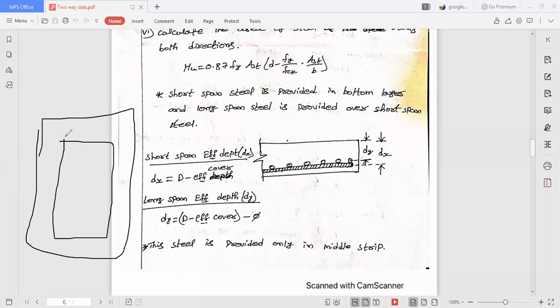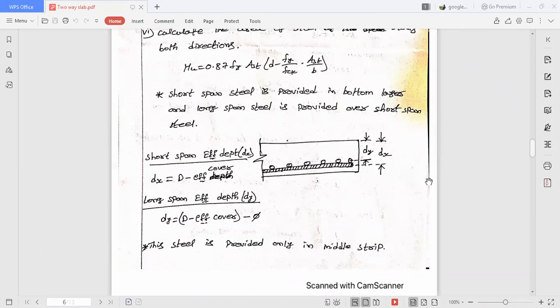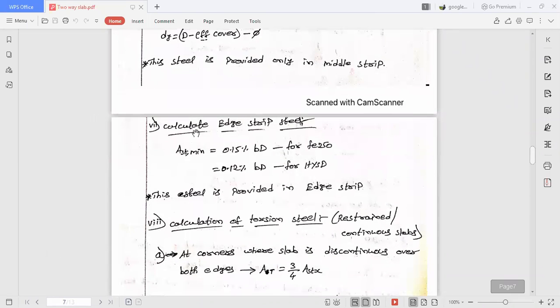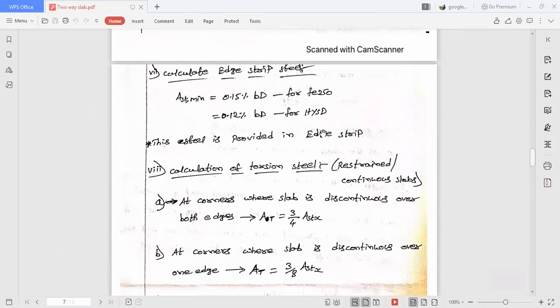See here, the slab is divided into middle strip and edge strips. So the reinforcement which we have designed along the shorter span and along the longer span will be provided only in the middle strip. But in the edge strips, as the moments are very low, we will provide the minimum steel, which is called edge strip steel. Okay, up to here we have discussed.